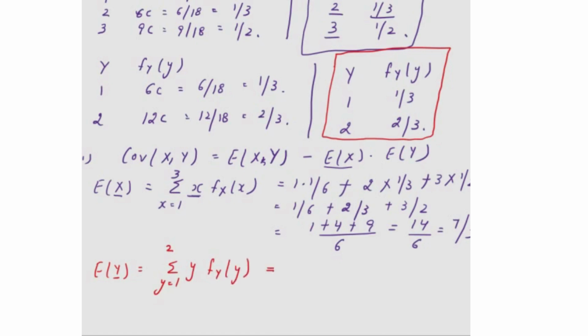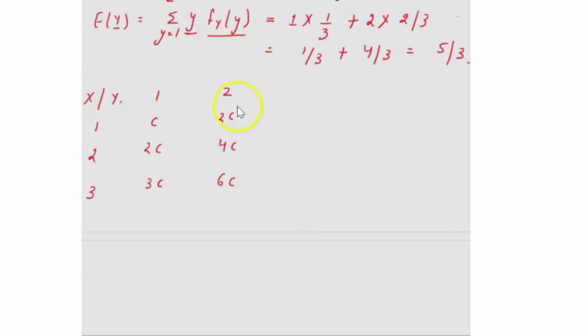So this is equal to, when y is taking 1, substitute y equals 1 and fy at 1. Fy at 1 is 1 by 3. So this is 1 by 3 plus, when y is 2, this is 2, and fy at 2 is 2 by 3. So the expected value of y is 1 by 3 plus 4 by 3, which is equal to 5 by 3.